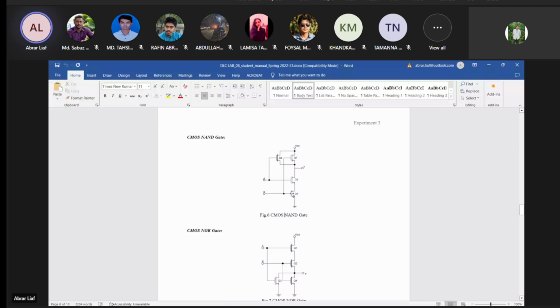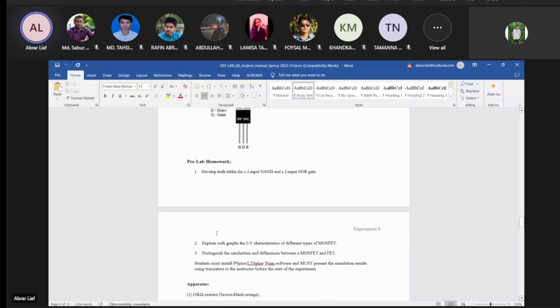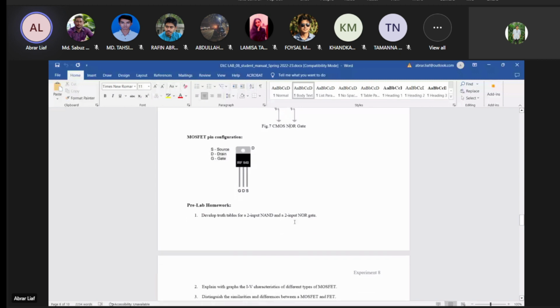This entire circuit is made of CMOS connected together in such a way so that you get the output which works as a NAND gate. And this is the CMOS NOR gate. So this is basically the different configuration. As you know, a MOSFET has drain, gate, and source terminal. And your instructor sir will show you how to connect these different parts together in a circuit.